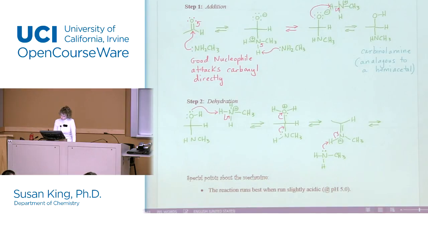Oh, that's a positive charge, isn't it? Let's fix that. All right, so think you can do that on a test? Yeah? All right, so that's imine formation.